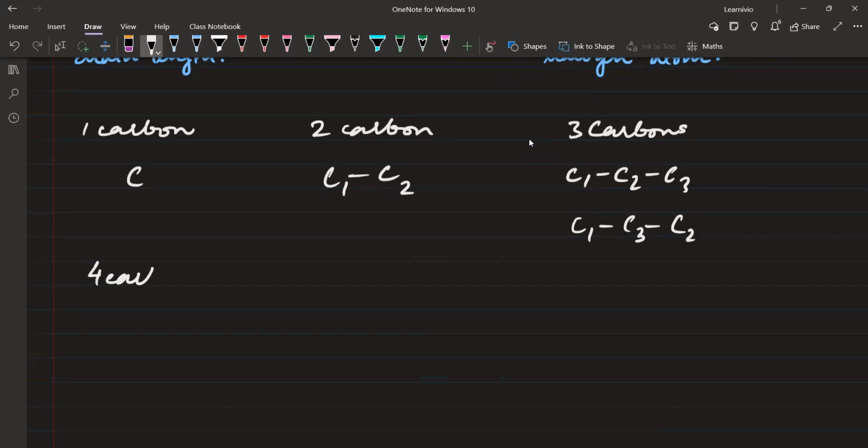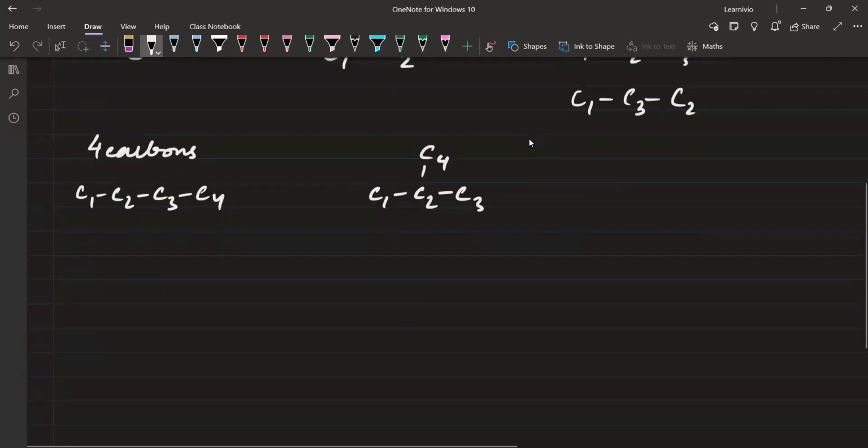Similarly, for 4 carbon atoms, we'll have C1, C2, C3, and C4. Now, here we can do one variation. What variation can we do? We can do a variation which is like this: C1, C2, C3, and C4 is attached to C2. Make sense? Yes or no? Please tell me. Yes, sir.